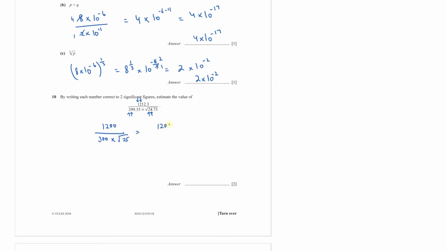Now I will get 1200 divided by 300 times the square root of 25, which is 5. So I'll cancel out these zeros. 3 times 1, 3 times 4. So I'll get 4 over 5, which is 0.8.